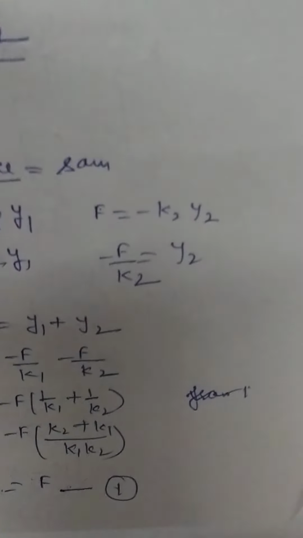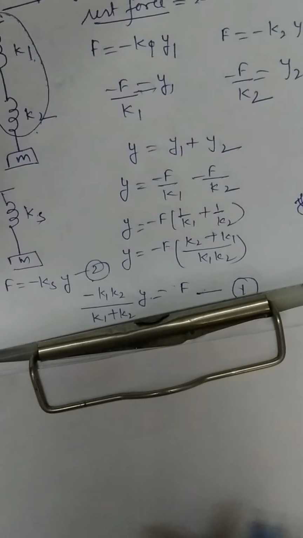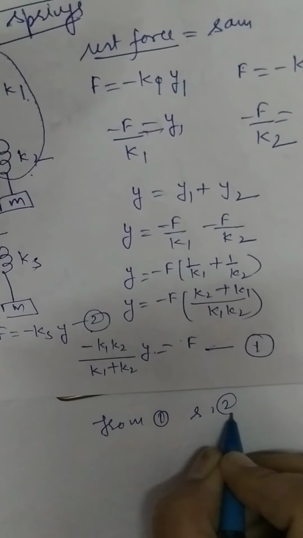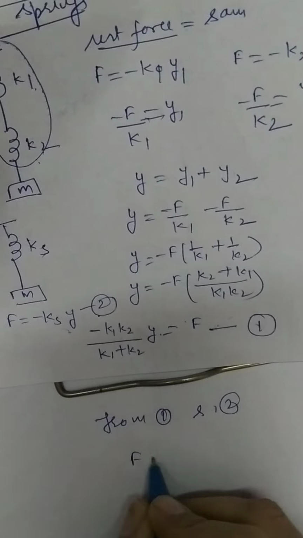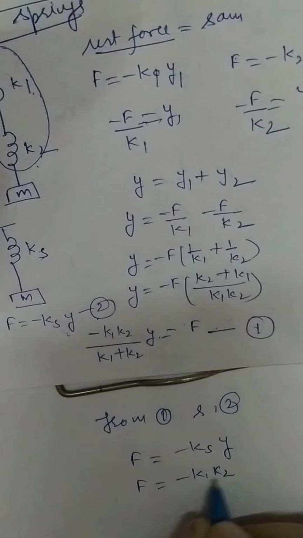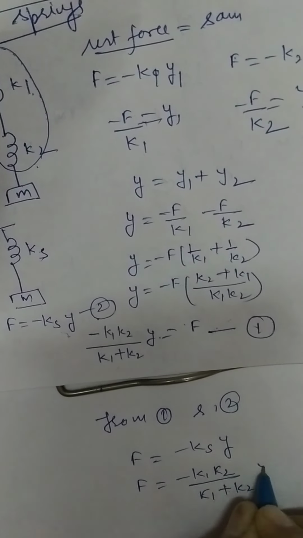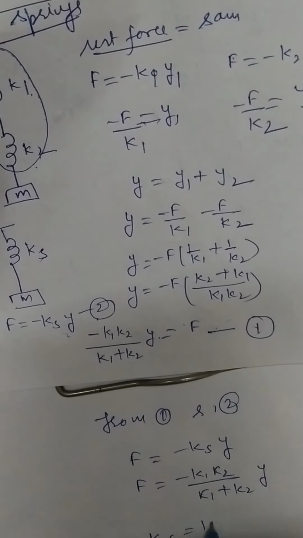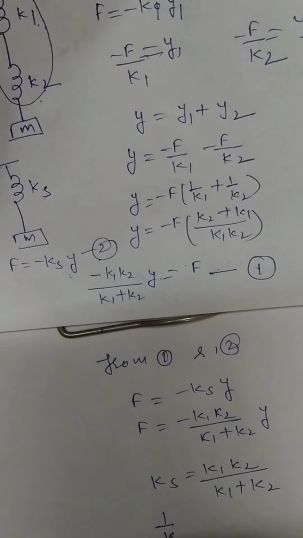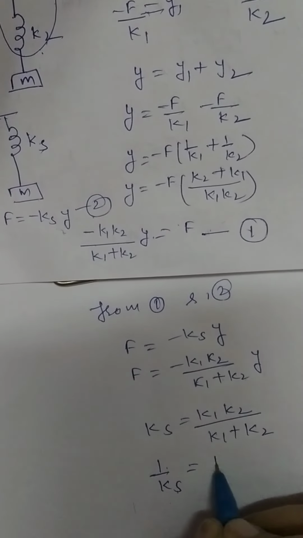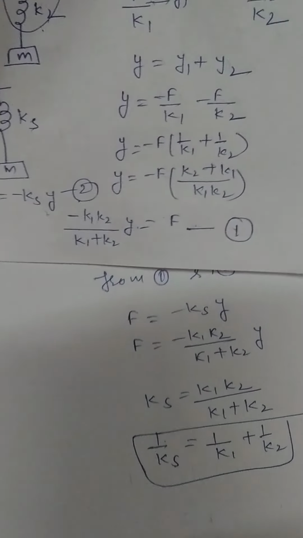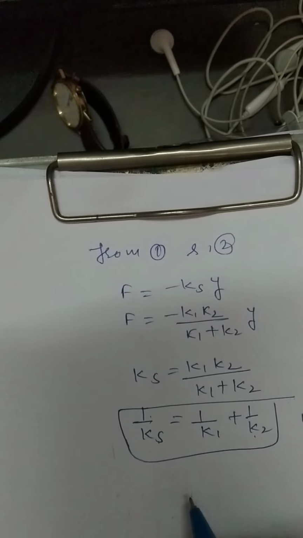Okay, I will start from here in the next page. This is F equal to minus Ks into Y, or F equal to minus of K1 into K2 divided by K1 plus K2 into Y. So what does it become? Ks is equal to K1 into K2 divided by K1 plus K2. So in series combination, the reciprocal of Ks is equal to 1 upon K1 plus 1 upon K2. Right, so this is which combination? Series combination.